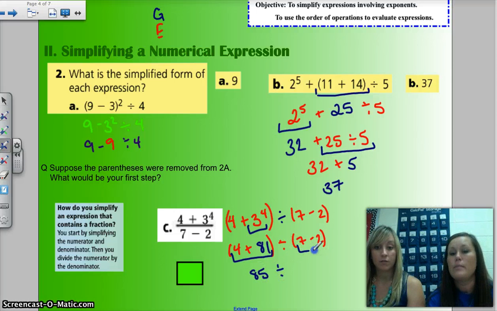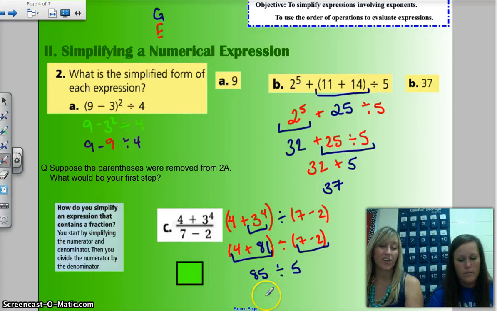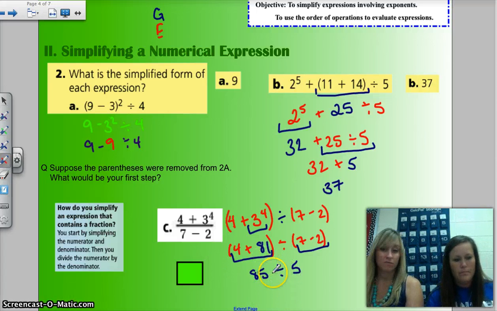And 7 minus 2. Okay, guys, you can go ahead and do this at the same time. Doesn't affect the other. Right. 7 minus 2 is 5. And then we're left with 85 divided by 5, which... grab your calculator. It's your tool. Use it. Yep. 17.